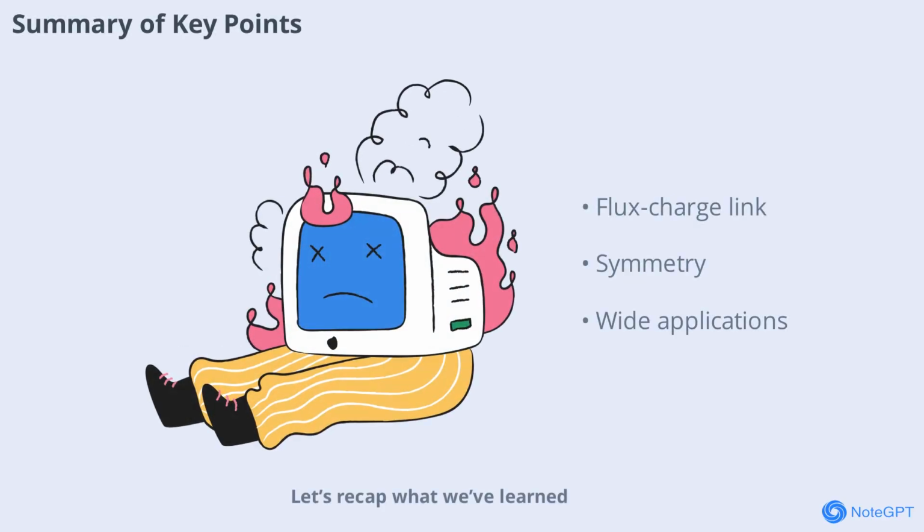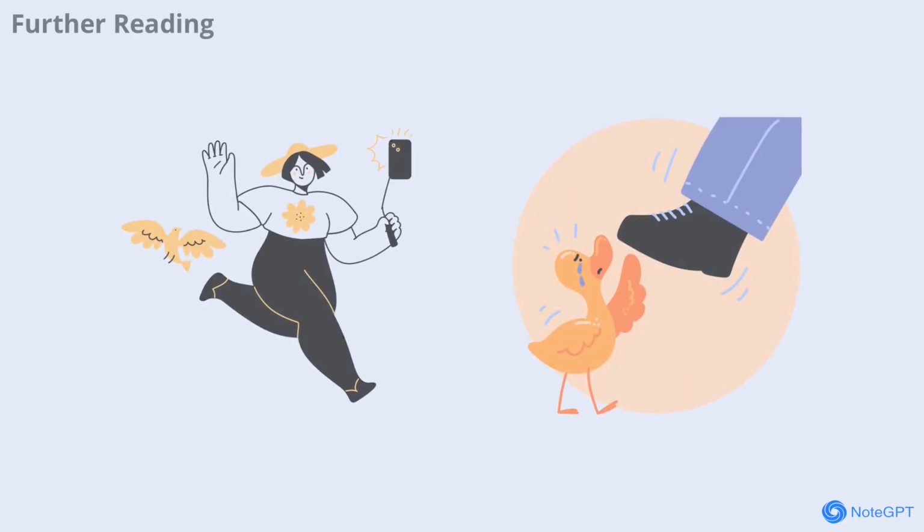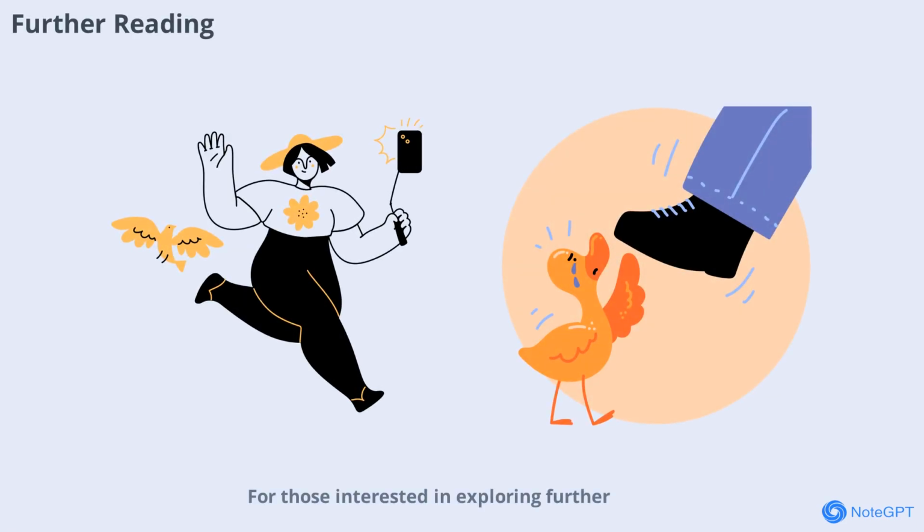Let's recap what we've learned. Gauss theorem connects electric flux and enclosed charge, simplifies calculations in symmetric situations, and has wide-ranging applications in science and engineering. Understanding its limitations and proper use is essential for mastering electromagnetism. For those interested in exploring further, there are many excellent textbooks and online resources on Gauss theorem and electromagnetism. Delving deeper will enhance your understanding and open up new avenues of discovery.